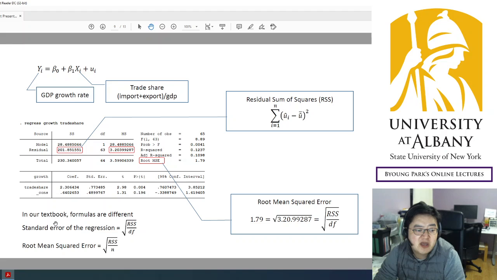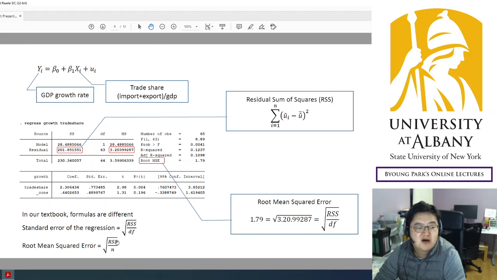Going back to what I mentioned earlier, when we compare with the definition in our textbook, our textbook defines root mean squared error in this way. The denominator is the sample size n, not the degrees of freedom. So here the denominator was 63, which is the degrees of freedom, but in the textbook it uses 65 as the denominator. It makes a little difference, but not much.